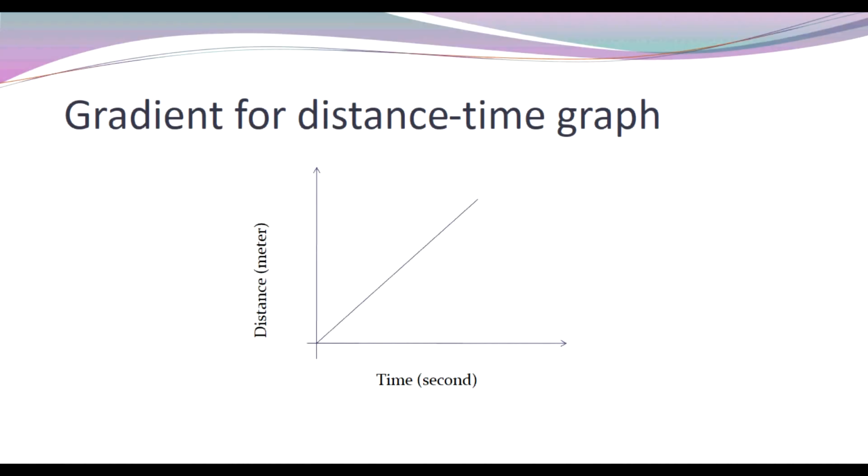This is the distance time graph. You can see why it is a distance time graph: the y-axis is the distance and the x-axis is the time. We are going to discuss what the gradient of this straight line represents.